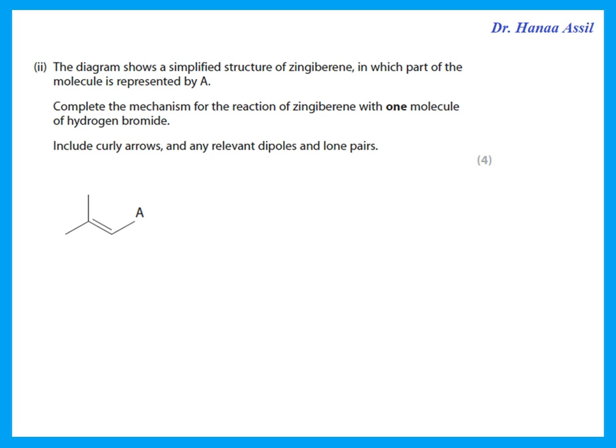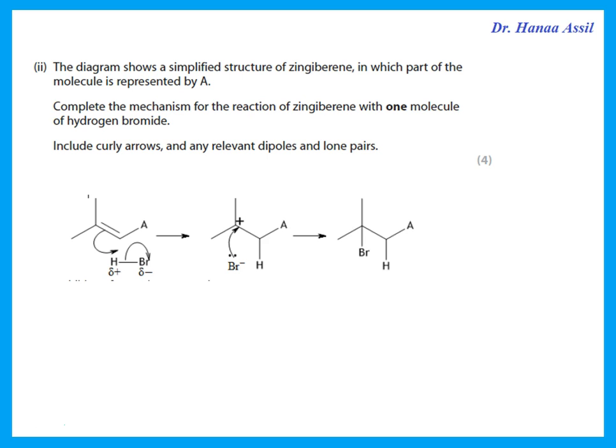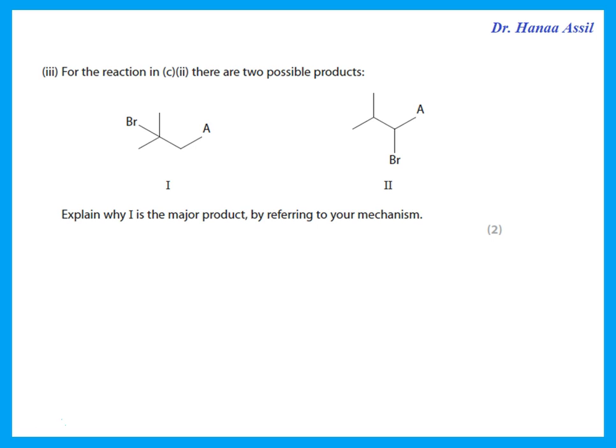So we're adding HBr, electrophilic addition, and that means the first thing is the double bond. Electrons from the double bond go to the slightly positive hydrogen, and the electrons go to the slightly negative Br, and then that forms a Br minus that attacks the carbocation. Now, for the reaction, there are two possible products. Either the Br is on one end or the Br is on the other.